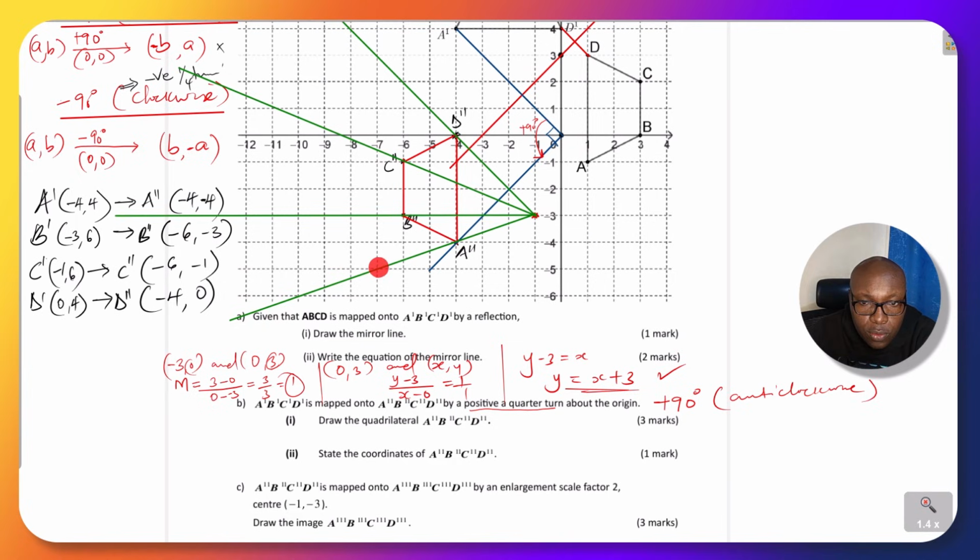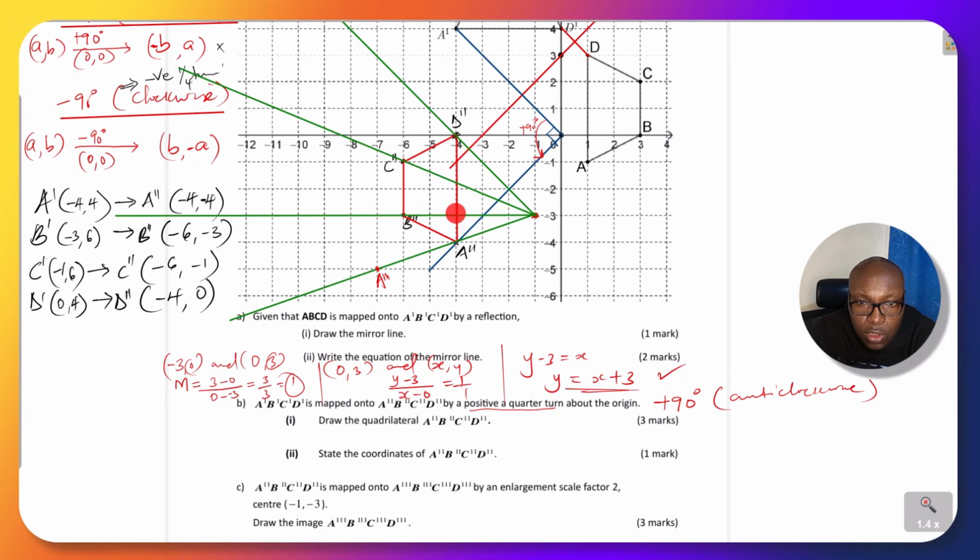So it's supposed to be here. A triple prime is supposed to be here. So this is where A triple prime is supposed to be. So again, we go to B, we count. From B to where, from the center of enlargement where B double prime is, how many squares are those?